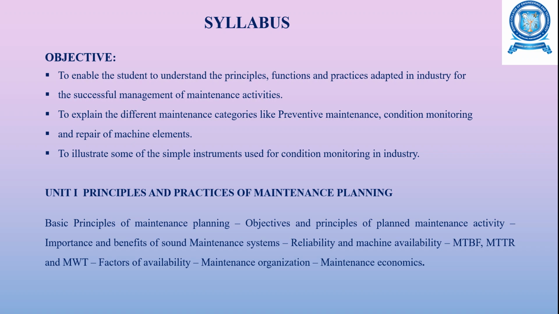In Unit 1, that is Principles and Practices of Maintenance Planning, the students will be studying about the basic principles of maintenance planning, objectives and principles of planned maintenance activity, importance and benefits of sound maintenance systems, reliability and machine availability, MTBF, MTTR, and MWT, factors of availability, and the maintenance organization and maintenance economics.